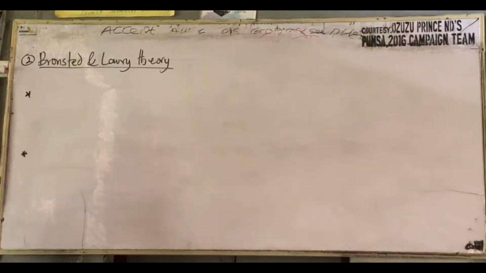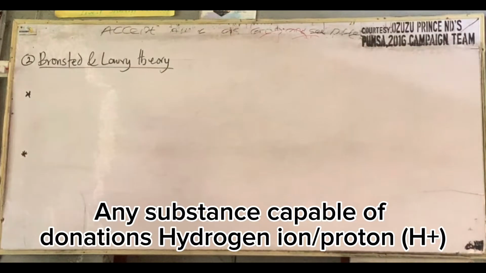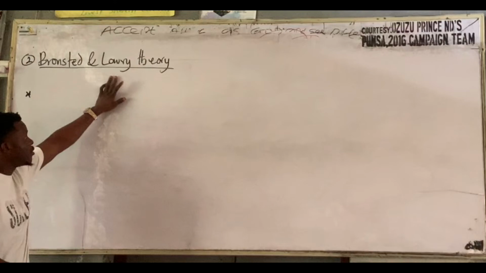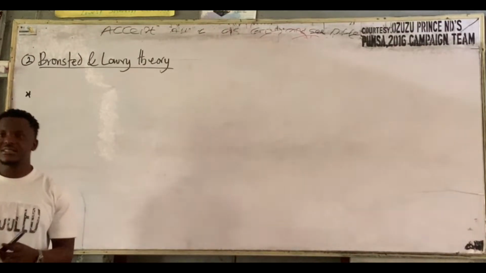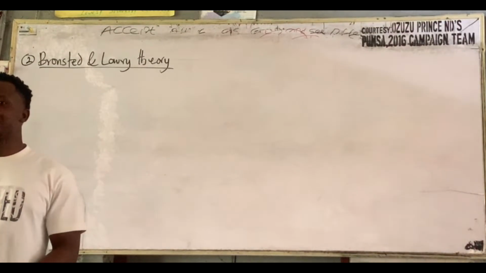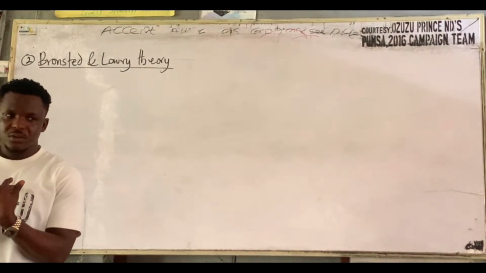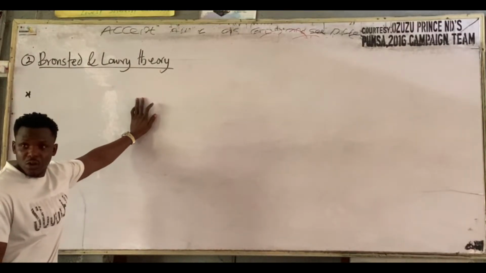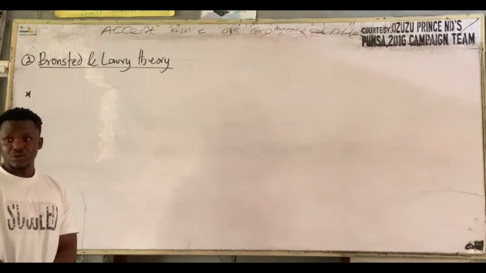Please look out. This theory defines an acid as any substance that is capable of donating hydrogen ion, and a base as any substance capable of accepting proton. In other words, according to Bronsted-Lowry theory, an acid is a proton donor, whereas a base is a proton acceptor. According to this guy, an acid is a what? A proton donor, while a base is a what? Proton acceptor.